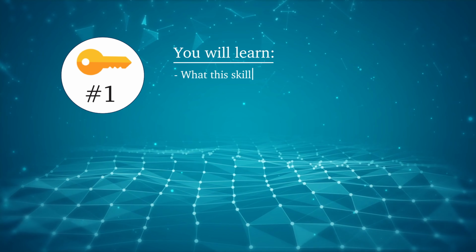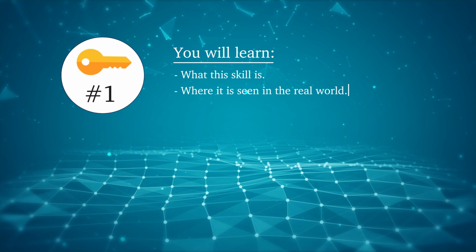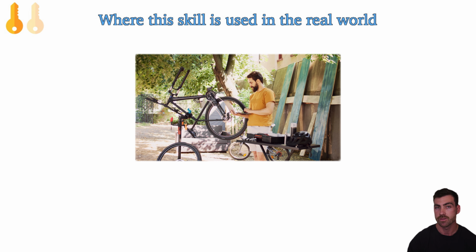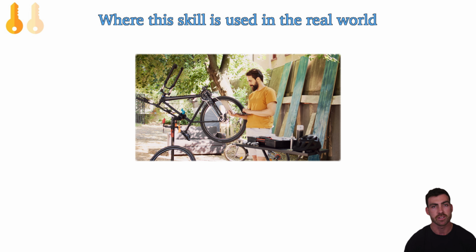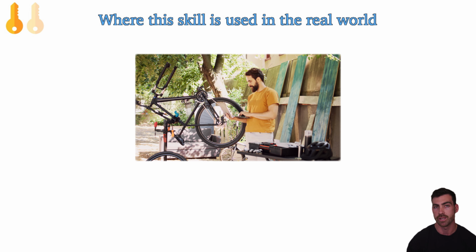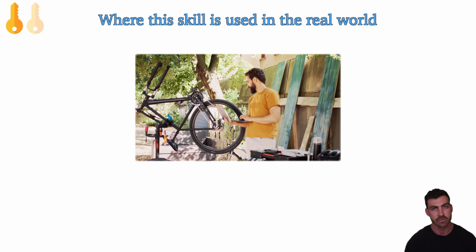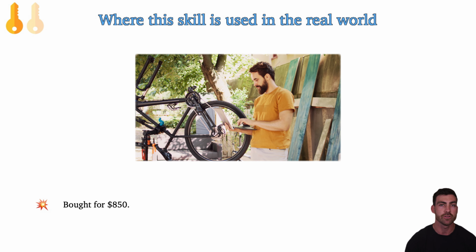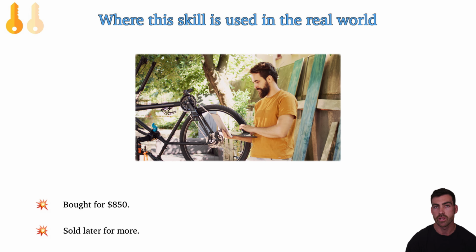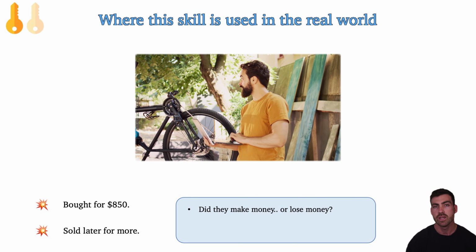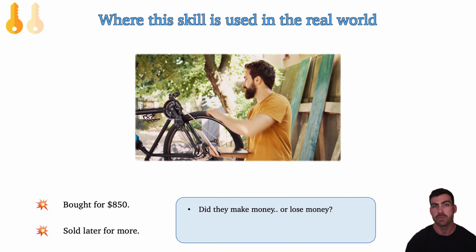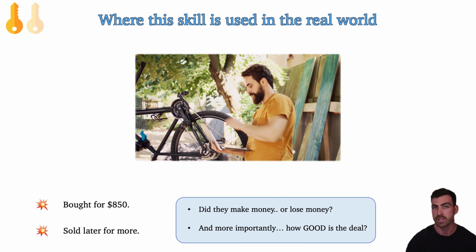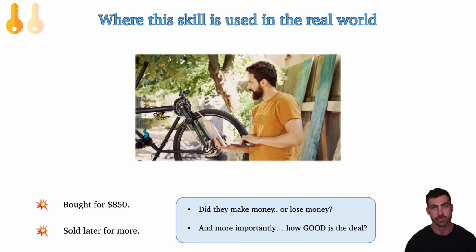In this section, you will learn what this skill is and where it is seen in the real world. Imagine this. You're scrolling online and you see someone flipping items for money. They buy a bike, fix it up, then sell it. Bought for $850, sold later for more. Simple question. Did they make money or lose money? And more importantly, how good was the deal?